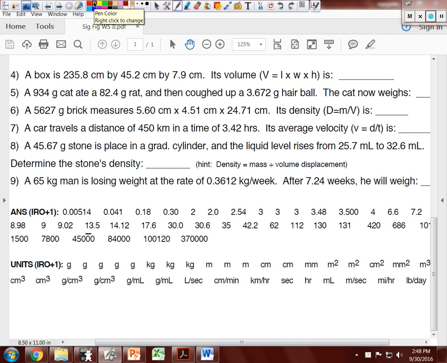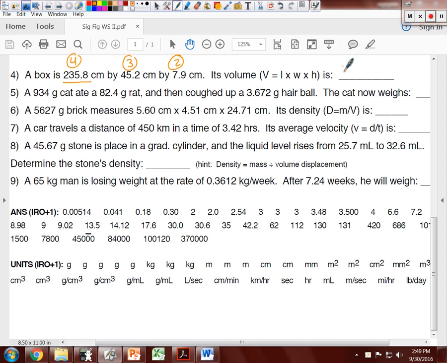So what's the rule for multiplication? The least number of significant figures. Well, how many is in 235.8? 4. What about 45.2? There are 3, and then what about 7.9? 2. So your answer has to have how many? What is it to 2 significant figures?